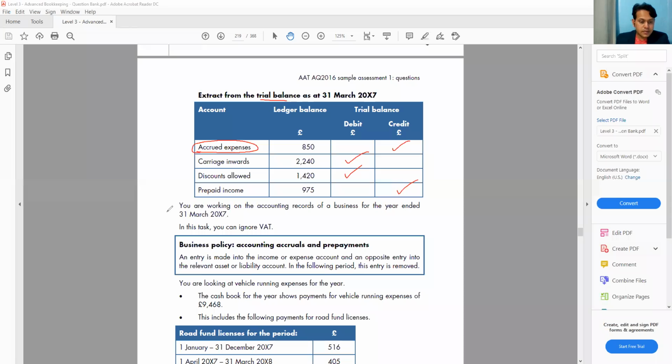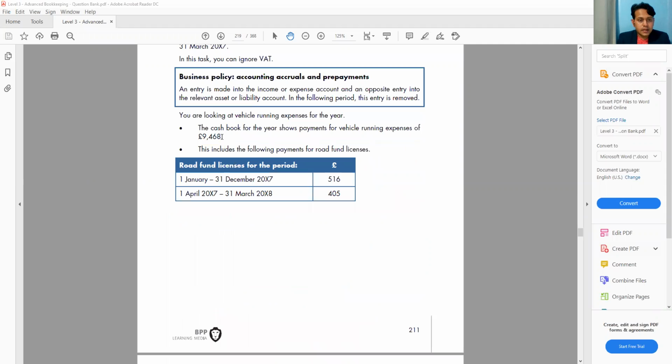All right, so let's have a look at this one. The next one says, you are working on the accounting record for a business for the year ended 31st March 2007. Ignore the VAT. Okay, so we'll ignore the VAT. The question says ignore the VAT, so we'll definitely do that. Here, the detail says you are looking at vehicle running expense. Vehicle running expense is an expense for the business.